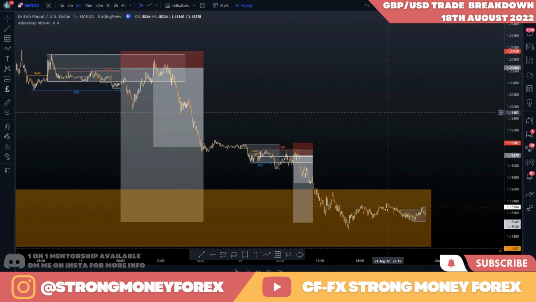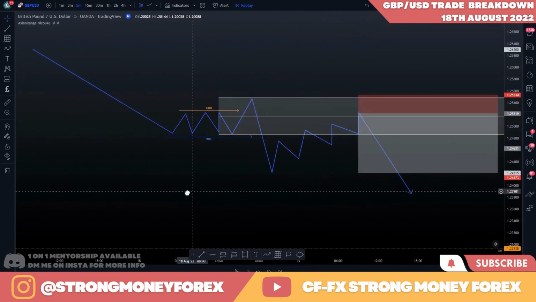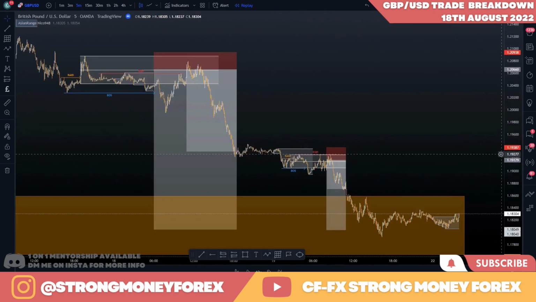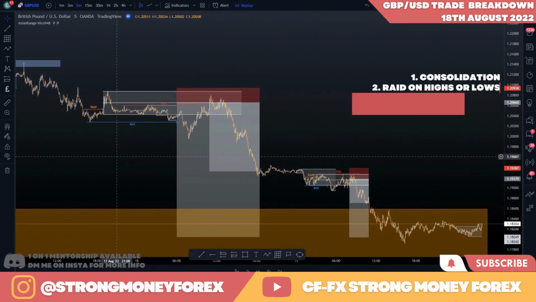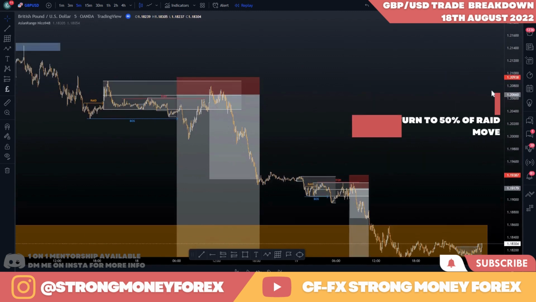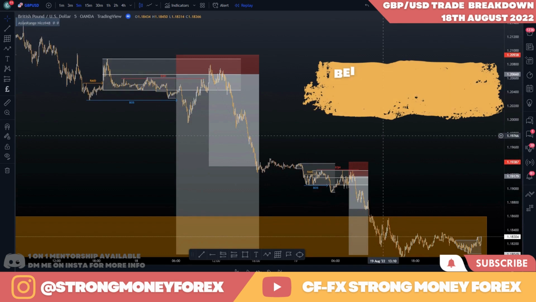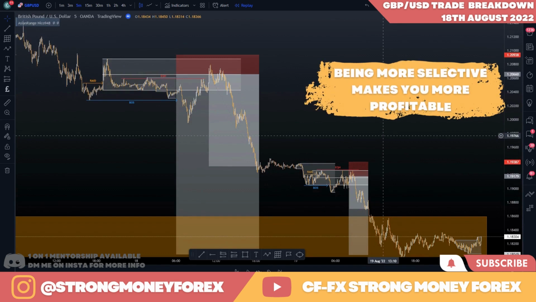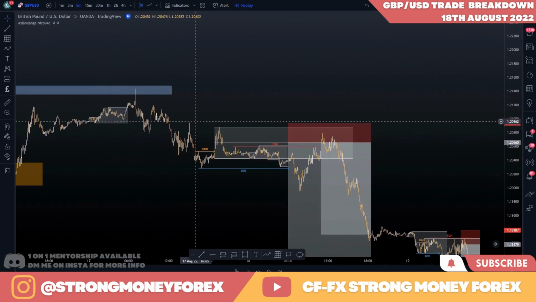So the key to trading is waiting for these clear and obvious setups to appear. The psychology of them is exactly the same every time you take them. Raid, break in your direction, and return to order. This is what you're looking for. This is how you enter them. And this is how you make the money in the marketplace. It's much better to be selective and take trades when the trades are right, rather than just trying to catch every move.